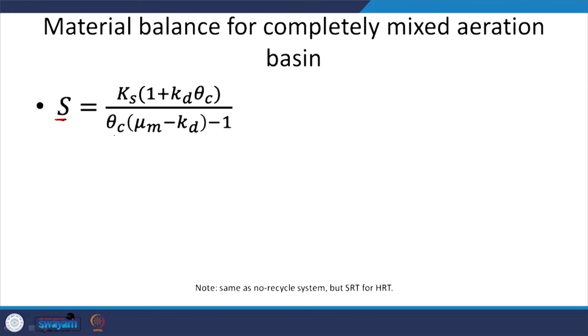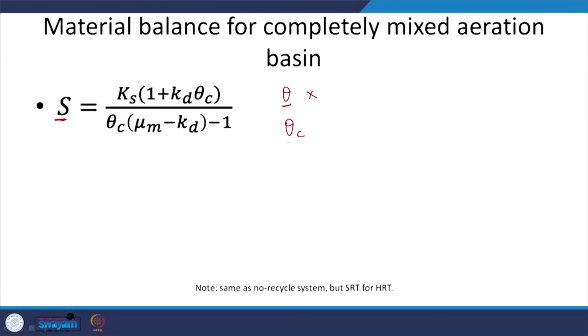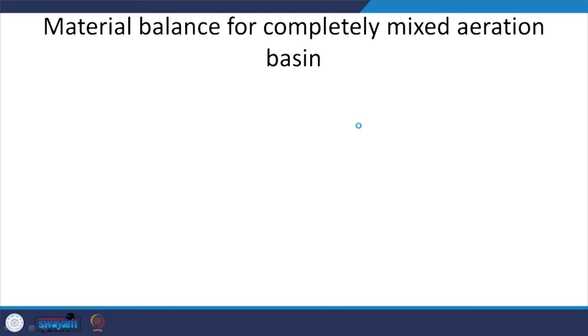So, this does not depend on theta, please note that it is not dependent upon hydraulic retention time. So, the concentration of the waste or the BOD in the treated wastewater is not dependent upon theta, but it is dependent upon theta c, right. So, that is something to keep in mind, as in it depends on how long you are storing your microbes in your particular system.